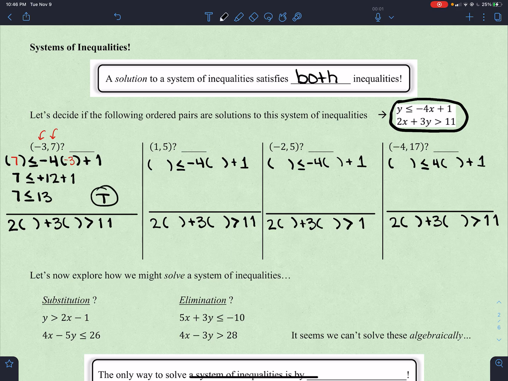Okay, so it does satisfy that inequality, but I need to make sure that it also satisfies the second inequality. So here we have 2 times x, which is negative 3, plus 3 times y, which is 7. So I've got negative 6 plus 21 is greater than 11. So is it true that 15 is greater than 11? Yes, that is true. Since both statements are true, then this is a solution.